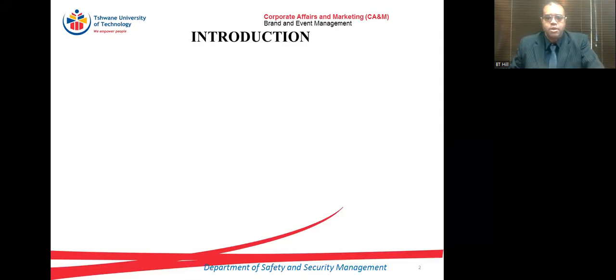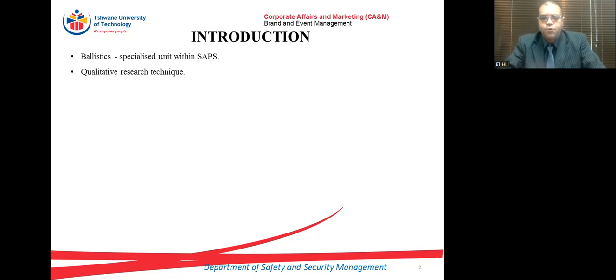So when looking at the introduction, the study focused on the operations within the field of ballistics, specifically from the perspective of South Africa. Ballistics is a specialized unit within the South African Police Service, operating under the Division of Forensic Science Laboratory. The study followed the qualitative research technique utilizing non-probability sampling in the form of purposive sampling. Thematic analysis was chosen as a method to analyze the collected data.